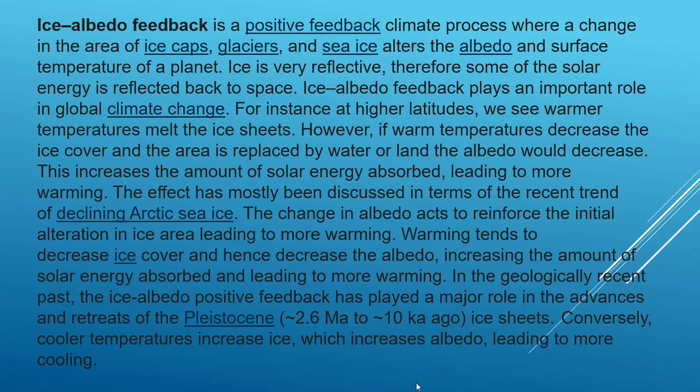So melting decreases albedo, which increases warming, which increases melting. Or on the other hand, you have cooler temperatures, which increase ice. So in other words, you're increasing freezing. Then that increases the amount of ice, which increases albedo, which leads to more cooling, and so forth. So the positive feedback loops can go in either direction, depending on the conditions.